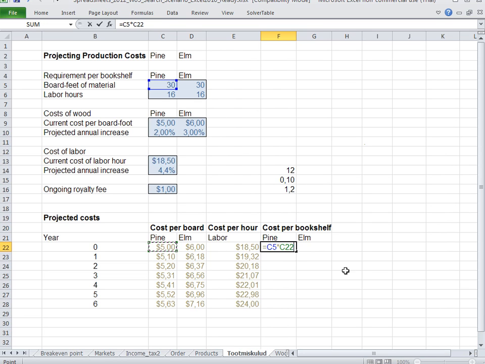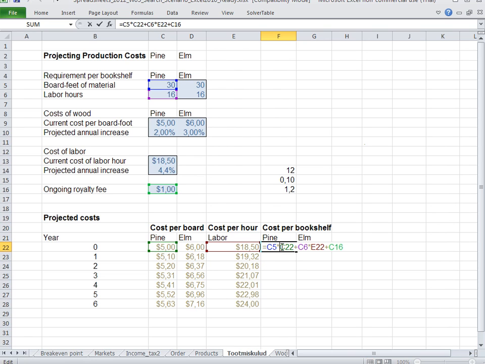Now let's add to it how much work we need, 16 hours times the price of work for that year. And we're going to add one more component, plus this royalty fee, $1. And okay, so it was how many board feet of material times the price of material, how many hours of work times the price of work, plus the royalty fee, and here is the formula. And now we're going to start putting dollar signs in here.